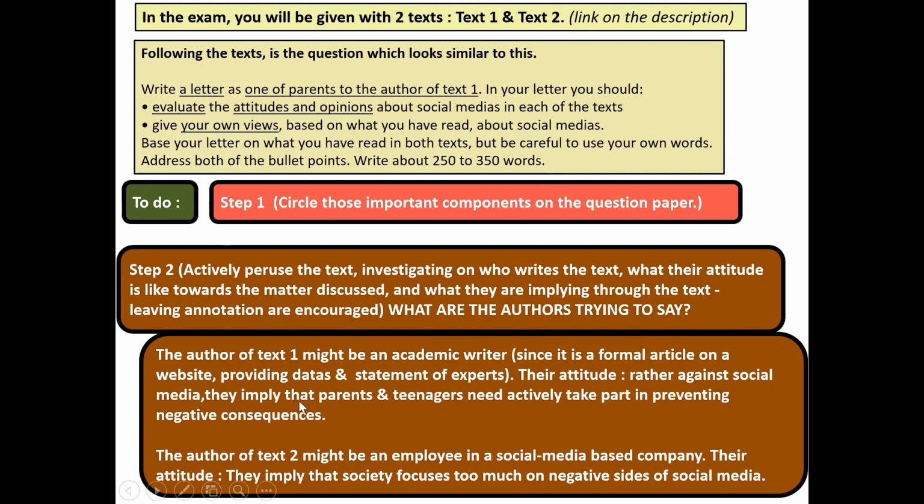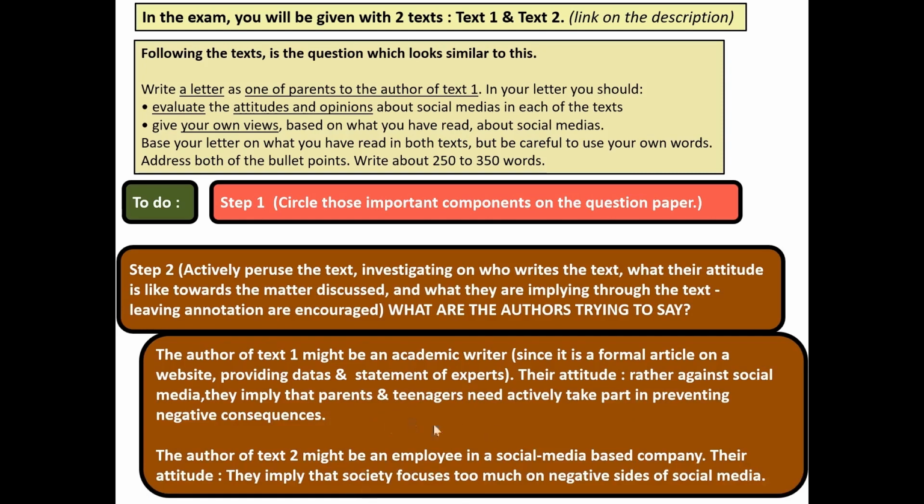Text 2 here, the writer of text 2 might be an employee in a social media based company. Okay, and their attitude towards social media, they imply that society focuses too much on negative sides of social media as well. In fact, there are many positive sides of social media itself. Okay, how do I know?